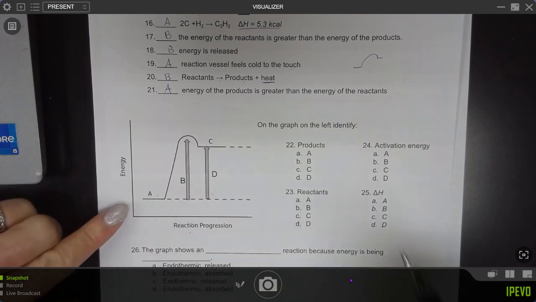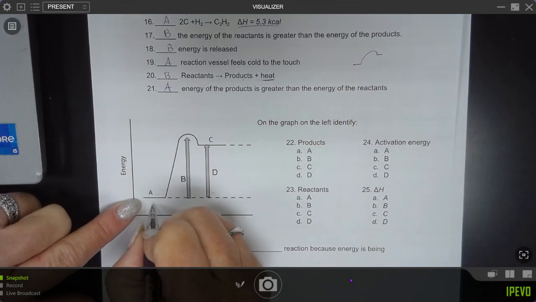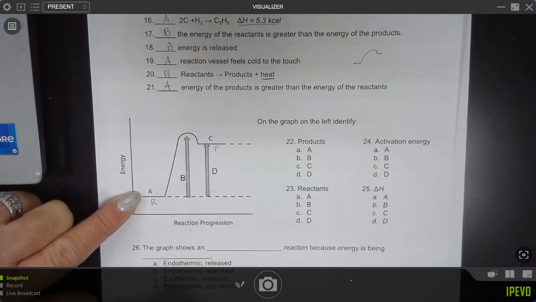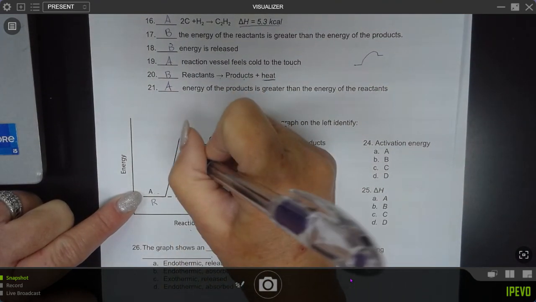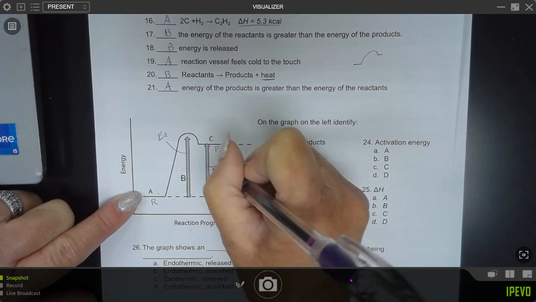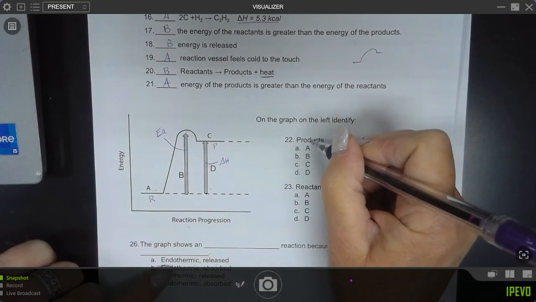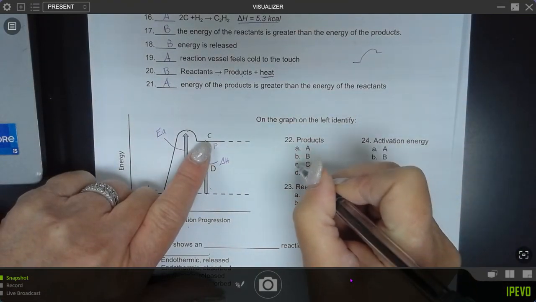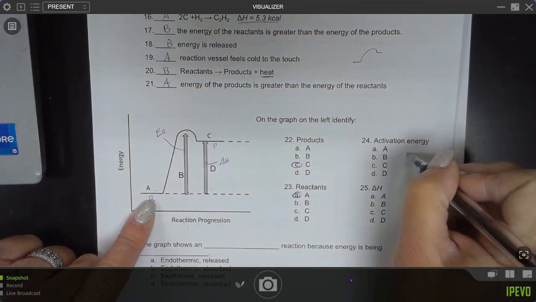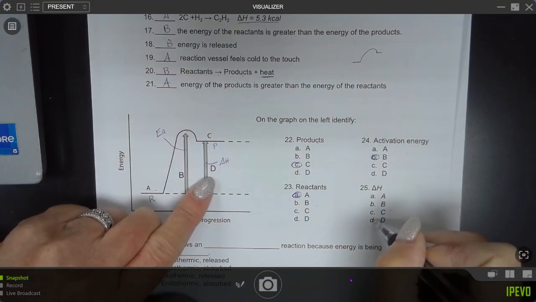Okay, so we want to identify. I'm going to label this. This is my reactants. This is my products. Reactants to the peak, that is my activation energy. And reactants to products is my delta H. So the products are C, the reactants are A, activation energy is B, and delta H is D.